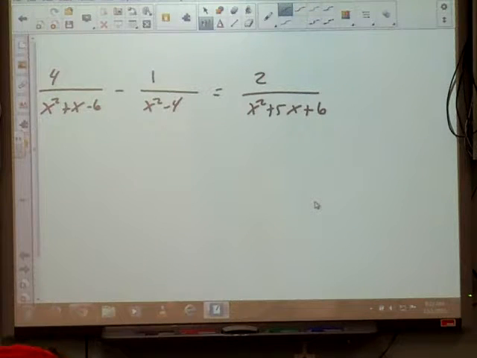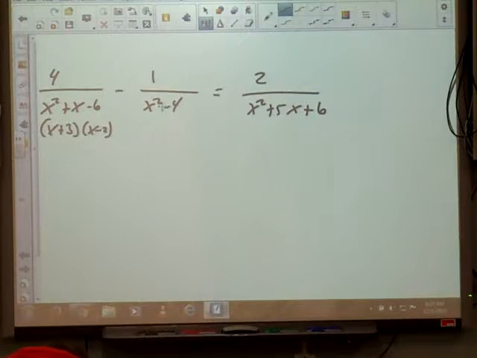Before I can see what my common denominator is going to be, I need to see what pieces make up the denominators as they are, so I'll know what they already have, so I'm going to factor them. These are all simple to factor. On this first one, a times c is negative 6. I need the factors of negative 6 that add to 1. Good, so this is the same as x plus 3 times x minus 2.